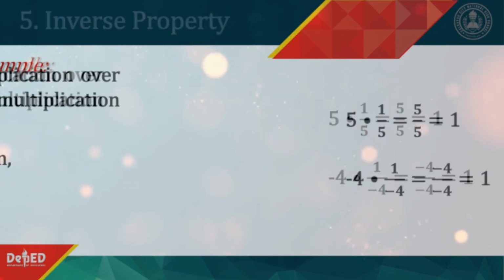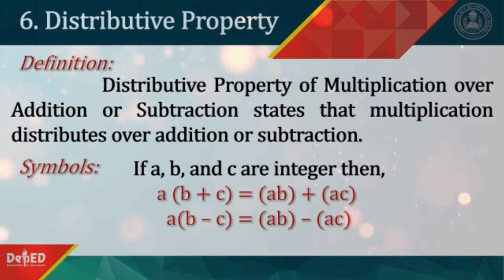And of course, let's go to distributive property. Distributive property of multiplication over addition or subtraction states that multiplication distributes over addition or subtraction. In symbols, if a, b, and c are integers, then a times the quantity of b plus c is equal to a times b plus a times c, or a times the quantity of b minus c is equal to a times b minus a times c.